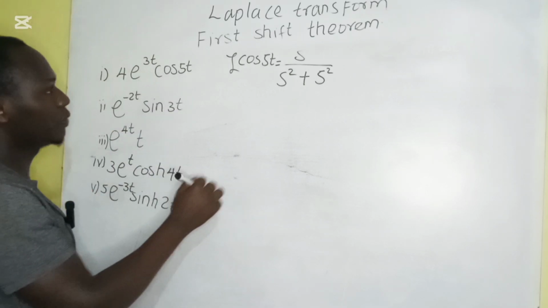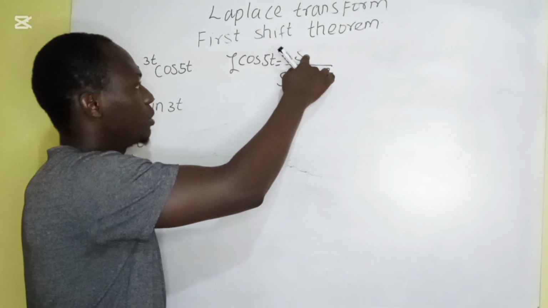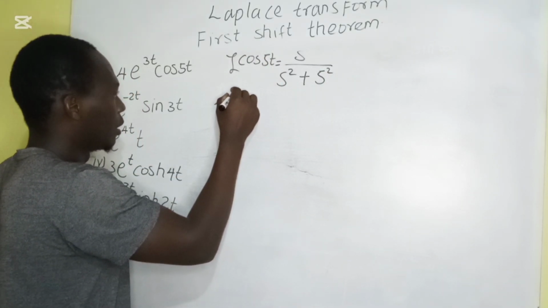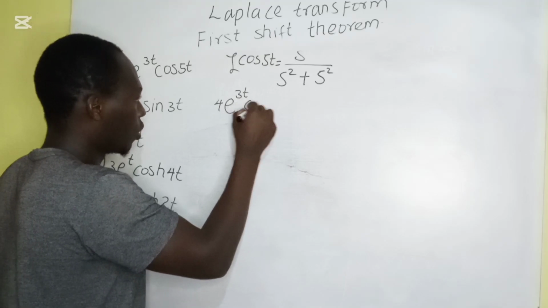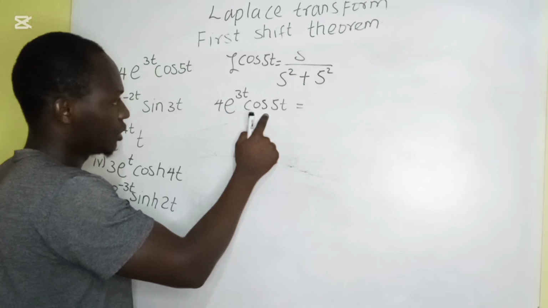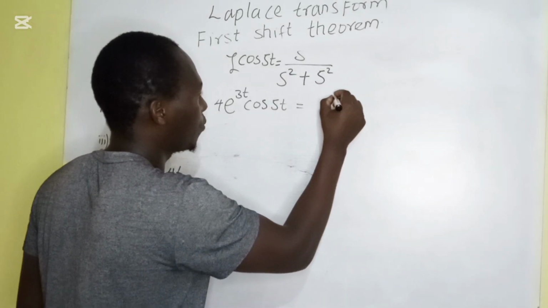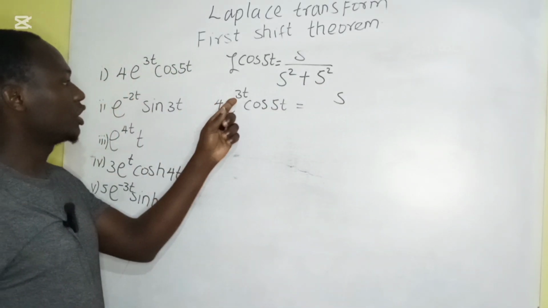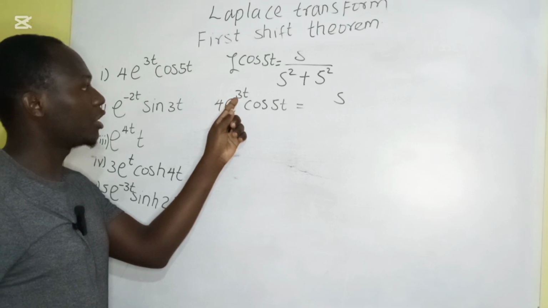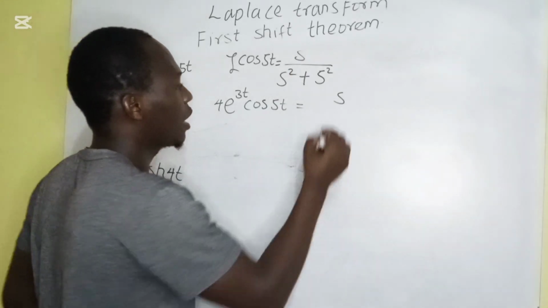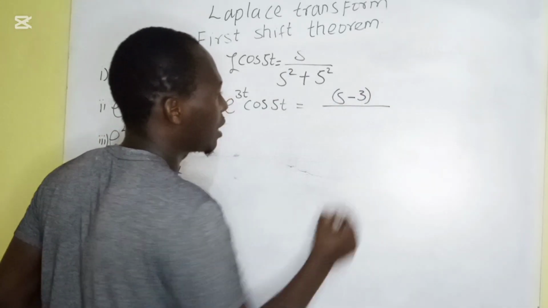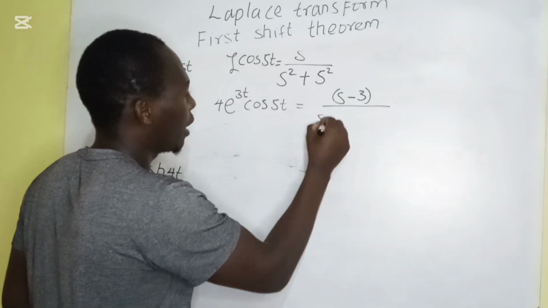When it comes to shifting, it is only the term of s that is being shifted, which means we are now going to have 4 exponential 3t cos 5t, where the term of s is being shifted. We are now going to have s. When we check, we have a coefficient of a positive 3t, which means that to the term of s, we are going to have a negative 3. This is what we refer to as the shifting all over s.